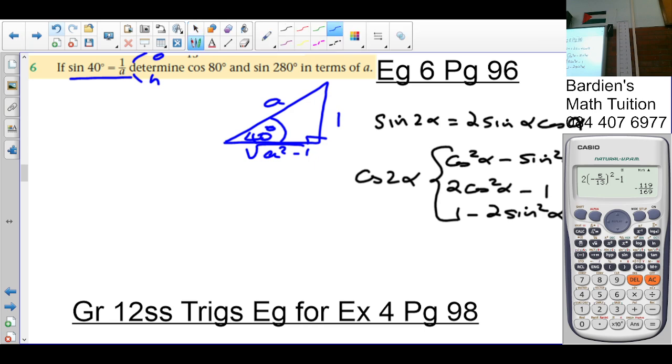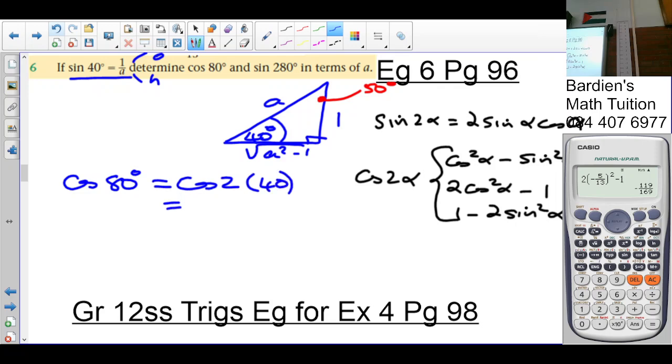So now I can, oh yes, and this angle here, what's the size of this angle? 50 degrees. So you fill that also in there. Okay? You all understand? Now we come to cos of 80 degrees. So let's link 80 to 40. What would it be? 2 times 40. So then it becomes cos 2 times 40.